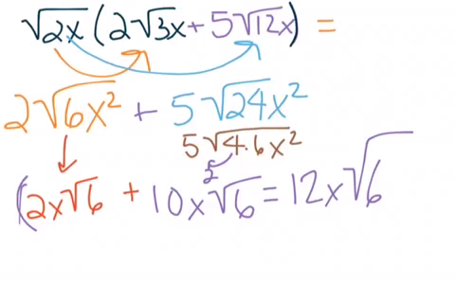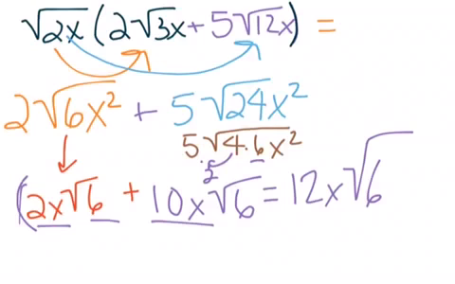Square root of x squared is going to be positive x, so that's why that's out here. 24x squared is going to be 4 times 6x squared. Square root of 4 is going to be 2. 2 times the 5 is going to give us the 10x. And then the x squared is going to come outside as well for the x.